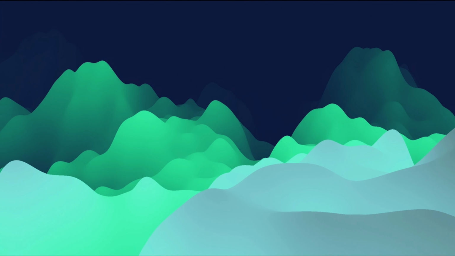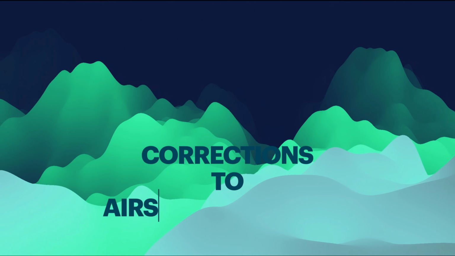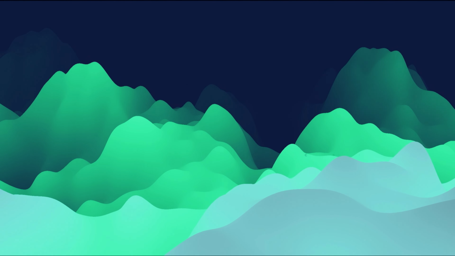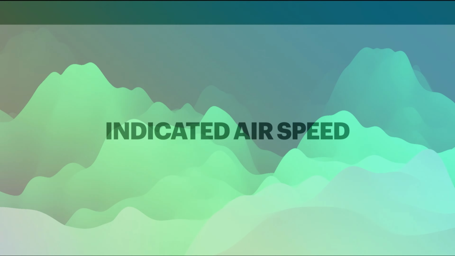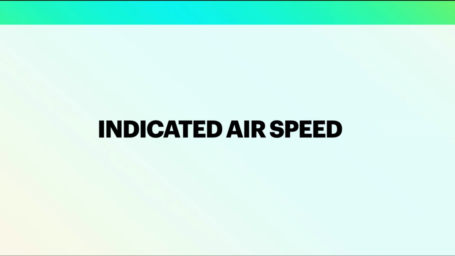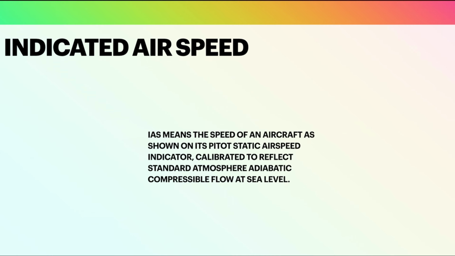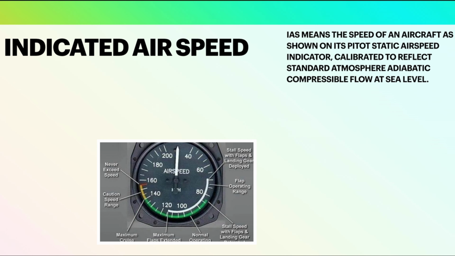Today we are going to learn corrections to airspeed. The first airspeed is indicated airspeed. Indicated airspeed means the speed of an aircraft as shown on its pitot-static airspeed indicator, calibrated to reflect standard atmosphere adiabatic compressible airflow at sea level. It is actually the airspeed which is indicated directly on the instrument.